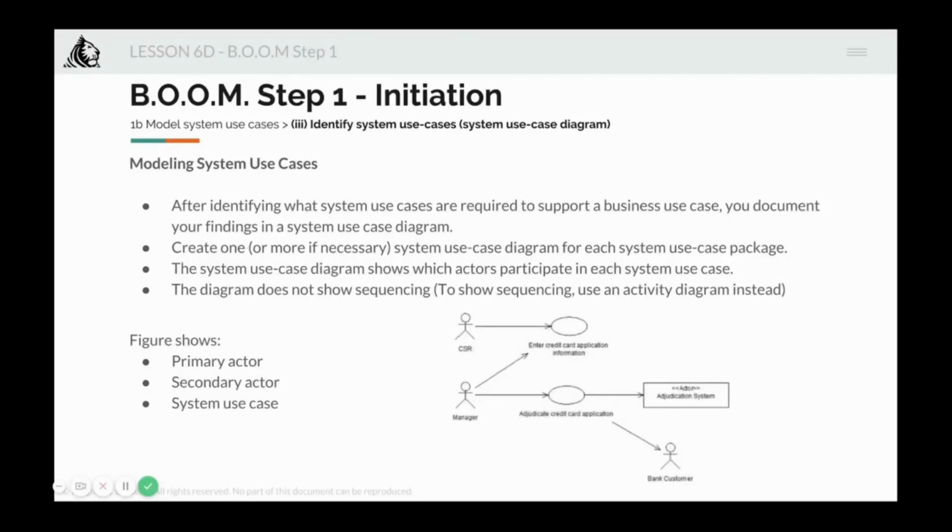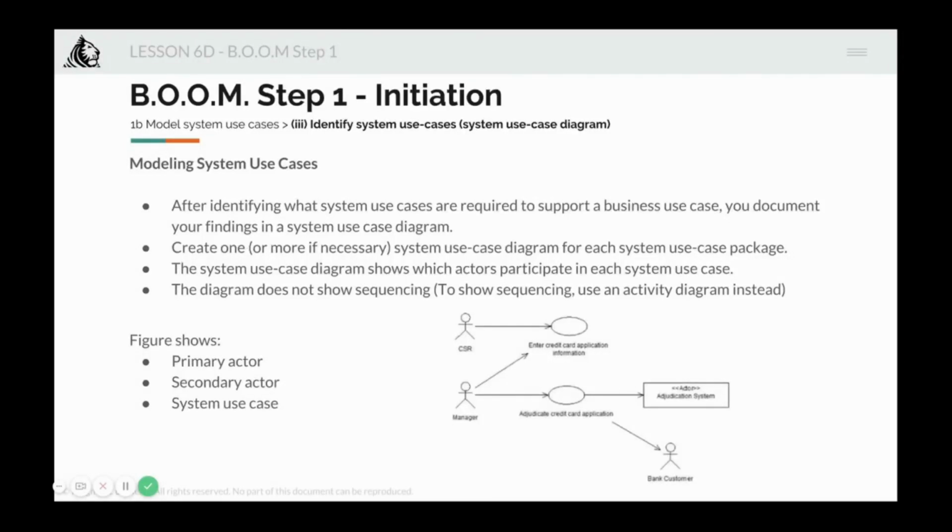For example, by requesting a maximum allowable credit limit for the customer based on application information and credit history. The system use case may also involve an interaction with a bank customer, for example, by emailing the customer a letter of acceptance or rejection. So, how many primary actors can a use case have? Well, in the situation modeled in the figure, either a CSR or a manager can initiate a system use case.